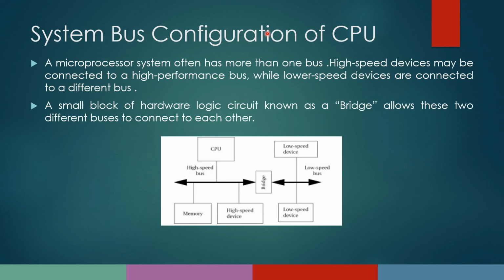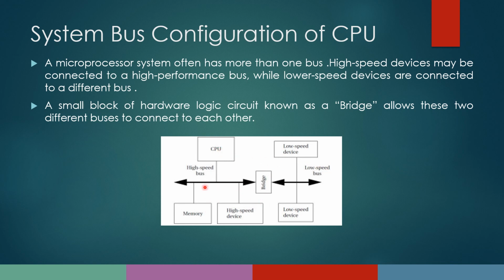Now, the system bus configuration of the CPU. Sometimes we may require a multiple bus system. What we mean by this is that the high-speed devices can be interconnected to a high-performance bus, whereas the low-speed devices will be connected to a different bus. And then we will have a bridge, a small block of hardware logic circuit which interconnects these two. Bridges, switches, hubs, etc. are the interconnecting hardware in data communication. So with the help of this bridge, we have the interconnection of these different buses.